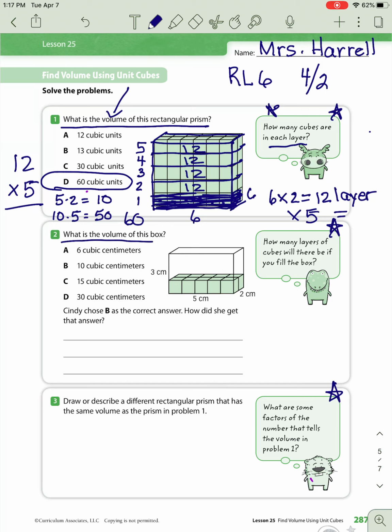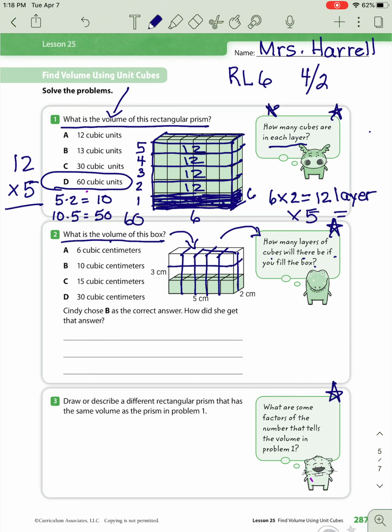Let's move on to number 2. What is the volume of this box? Again, I'm going to volume. I'm filling this box up. Now, I want to come over here real quick and glance at this. How many layers of cubes will there be if you fill the box? Well, I can actually finish this box, and you should do this too if you're not doing this yet. Use those lines that are there to guide you and build right off of them.